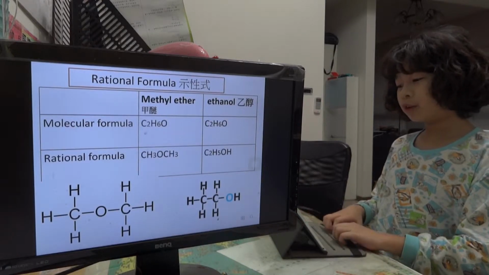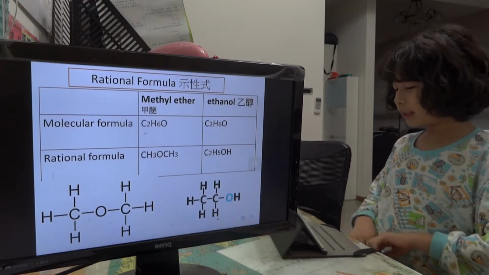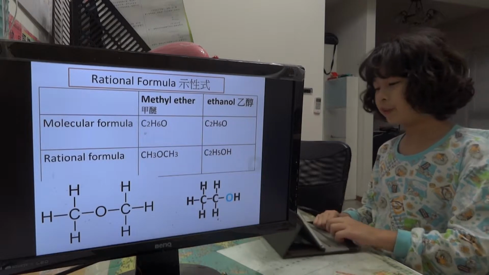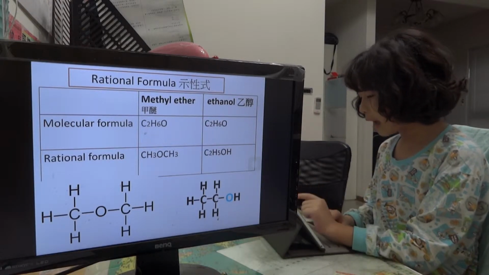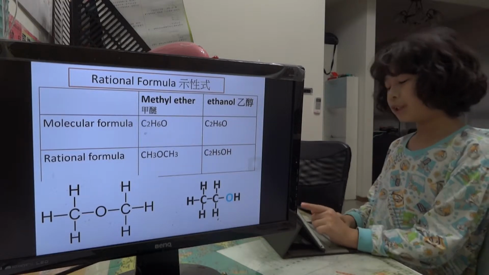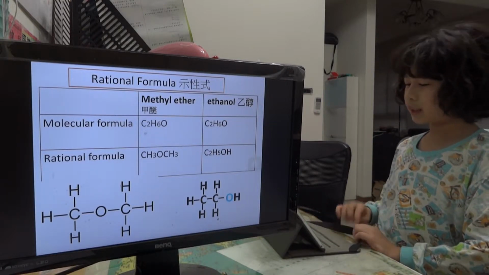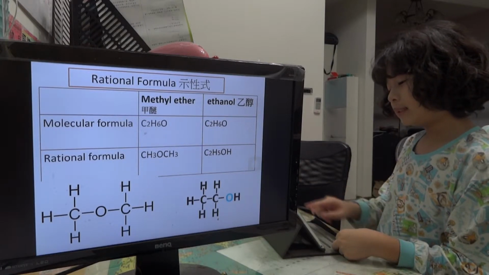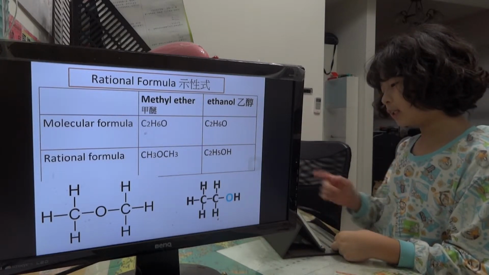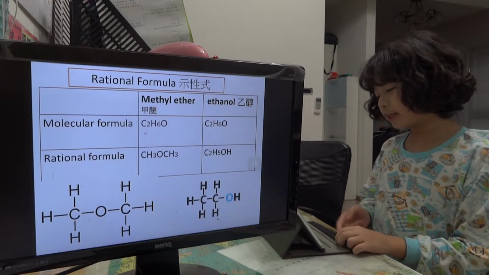And the rational formula. What is a rational formula? For example, methyl ether and ethanol. Their molecular formula is both C2H6O, but their rational formulas are different. Methyl ether is CH3OCH3, and ethanol is C2H5OH.